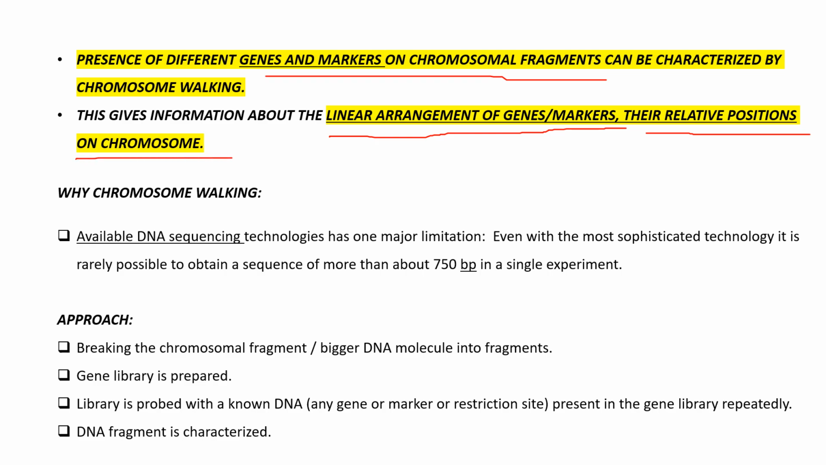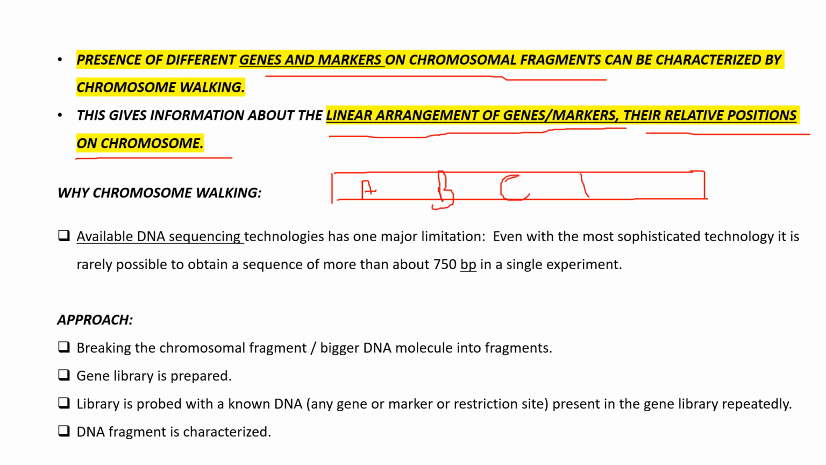So what is the requirement of chromosome walking? When a genome is characterized, suppose there is a DNA fragment. This is a DNA fragment, a large DNA fragment of a chromosome. And when you want to characterize this for the presence of different genes like A, B, and different markers C, D, E, F, how can you find out the linear arrangement, a particular linear arrangement, that A is coming before B, and similarly this is the linear arrangement? How can this linear arrangement be identified in genome sequencing projects?